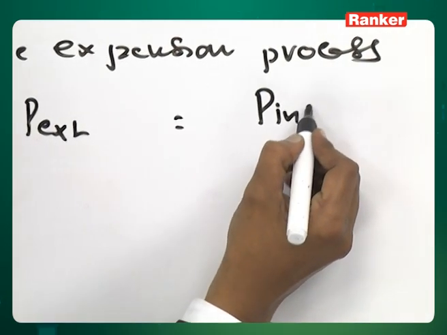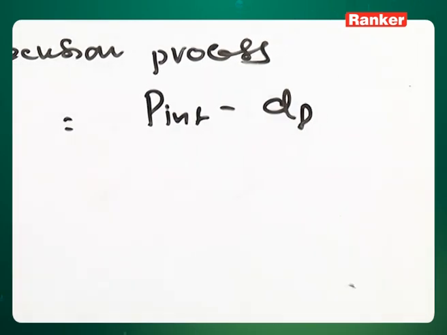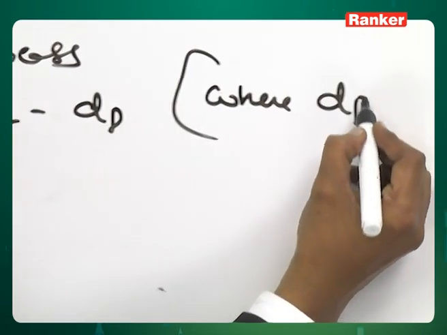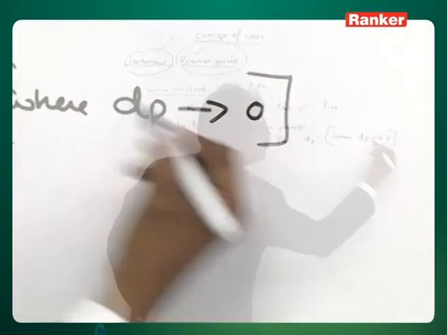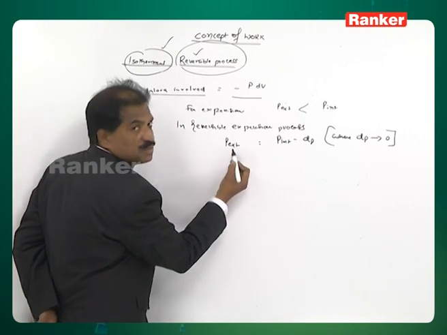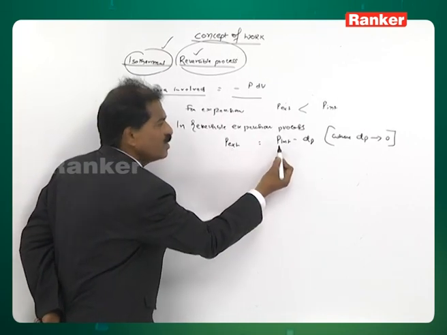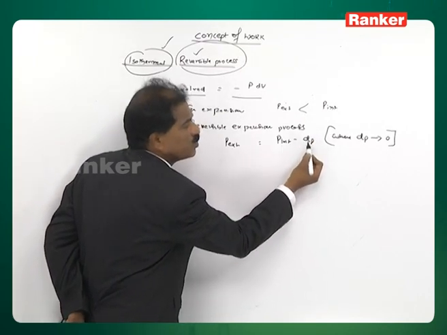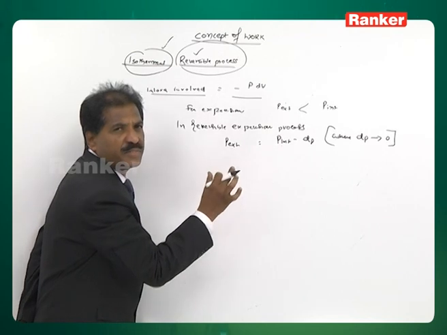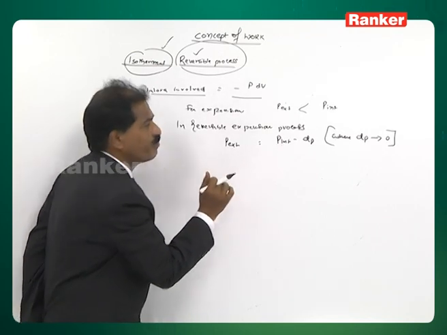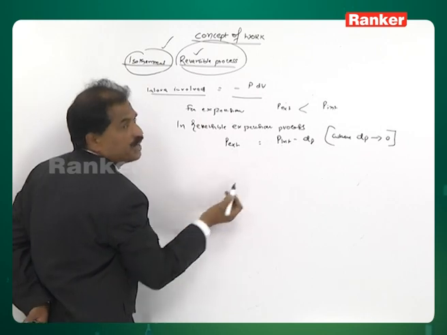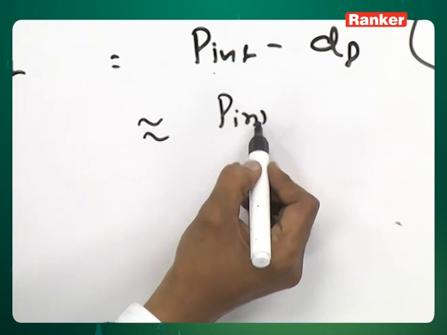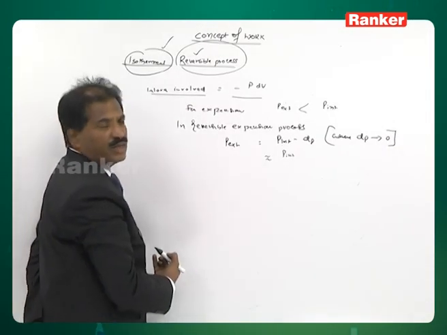Therefore, P external is P internal minus dP, where dP tends to 0. That means the pressure difference between the surroundings and system must be negligibly small. This negligibly small magnitude in thermodynamics is usually represented as infinitesimally small. Therefore, dP tends to 0. So, when dP tends to 0, P external is almost equal to P internal.